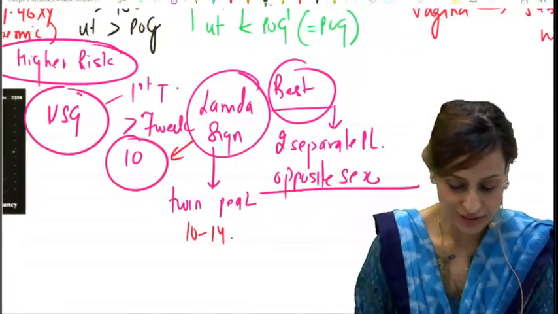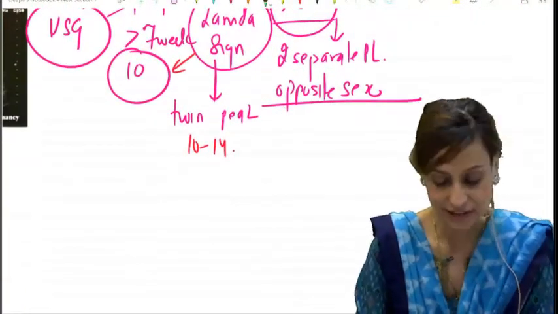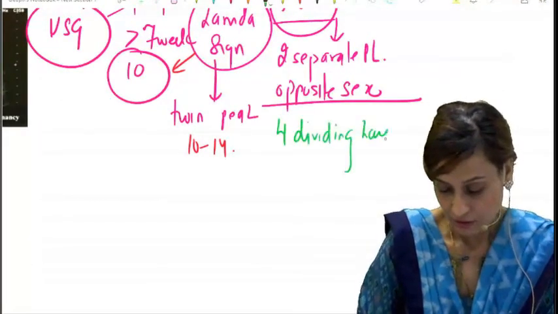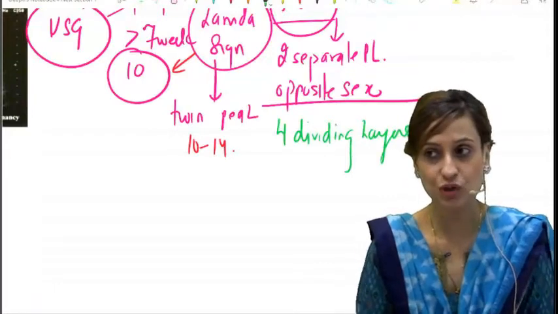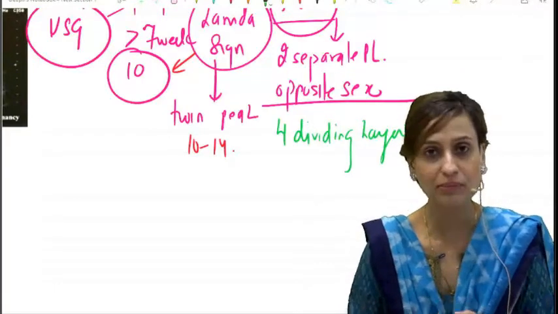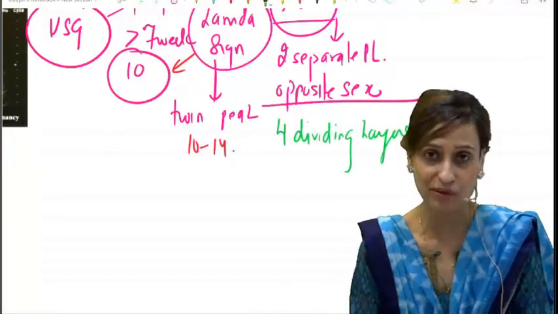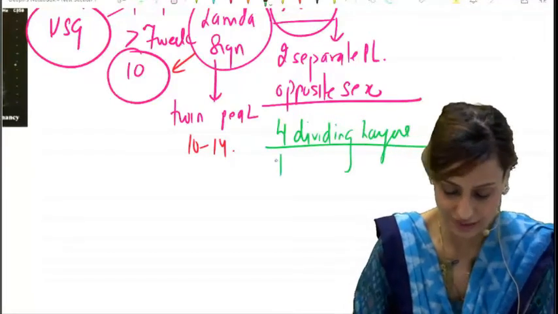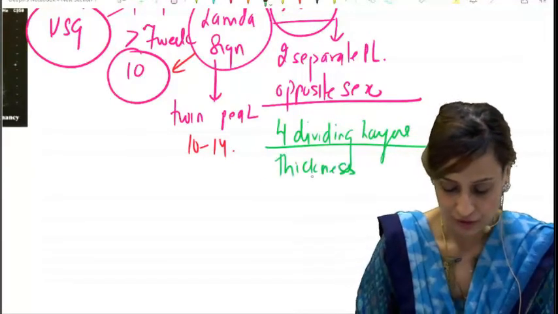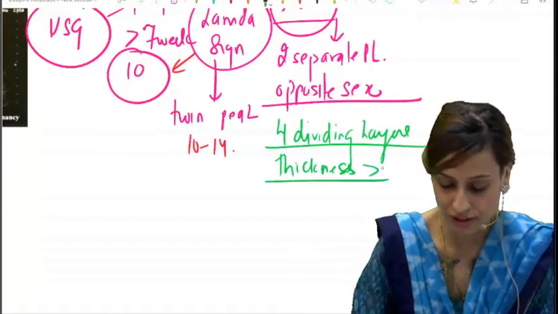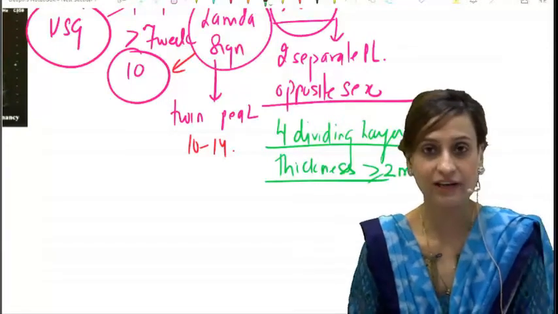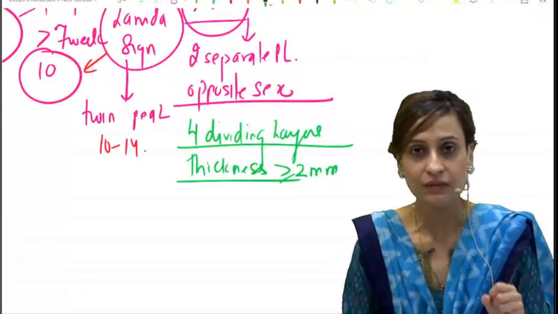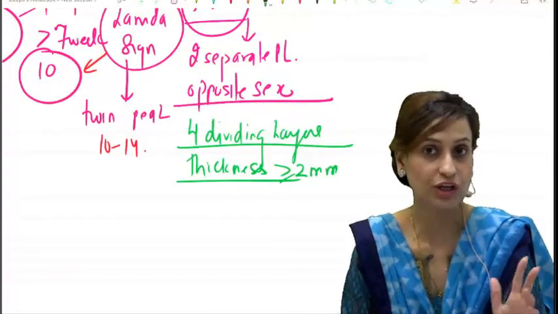The other thing is, if you see the number of dividing layers, there will be 4 dividing layers, right, between the 2 twins. Which is going to be 1 chorion and 1 amnion of one baby and the other chorion and other amnion of the other baby. And if you cannot really count the number of layers, then what you should see is the thickness of the dividing membrane, right? So if this thickness is more than 2 mm, then we definitely say it's dichorionic, right? So these are some of the ways to say whether it is dichorionic or monochorionic, right?